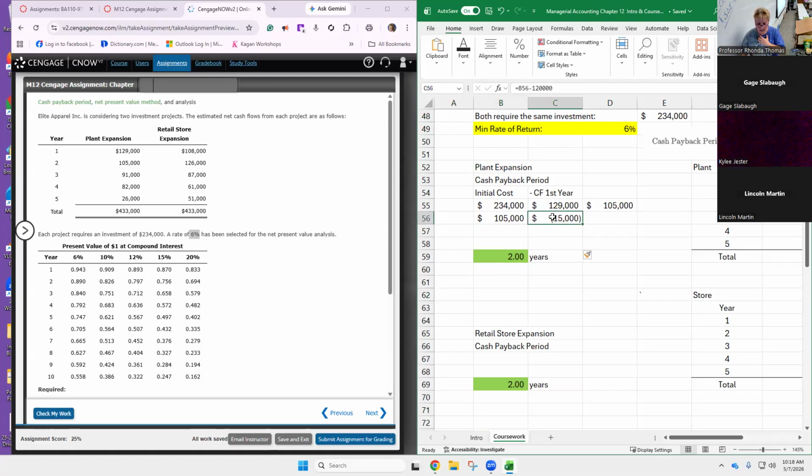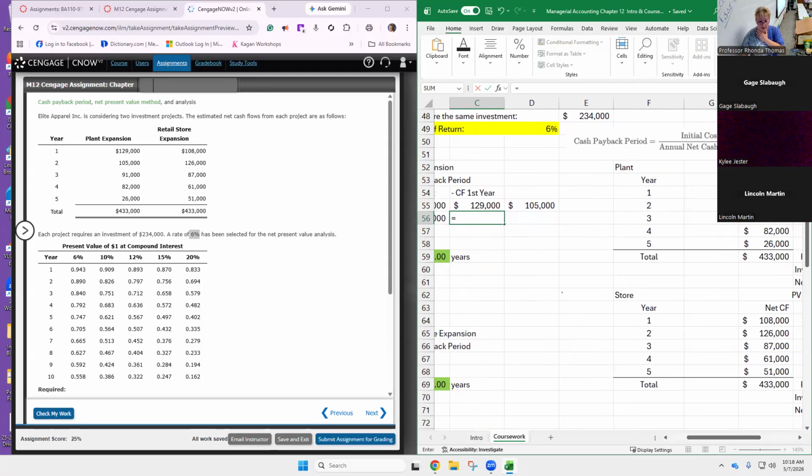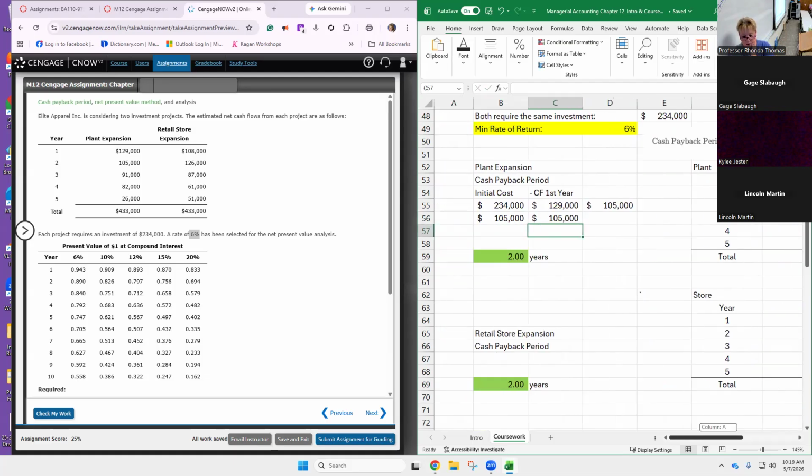Now I need to look at my cash flow for the second year. So I'm going to go over here. Oh, it's magically 105,000. That is exactly what I had left over of that initial cost when I subtracted my first year cash flow. So when you do the math, do you have any cost left over? I hope that's the way yours is. If it isn't, you might have to do another year after that.